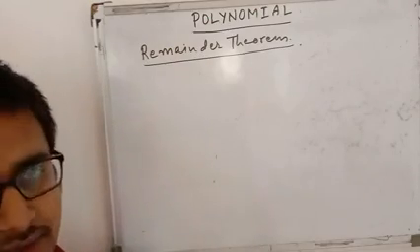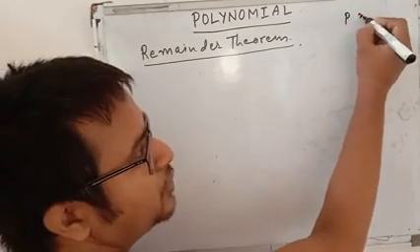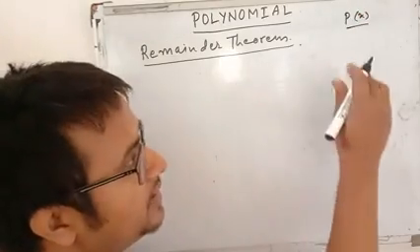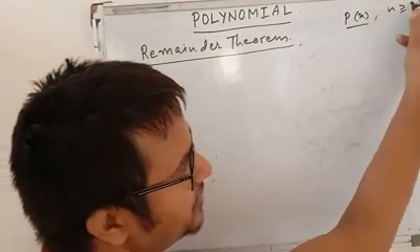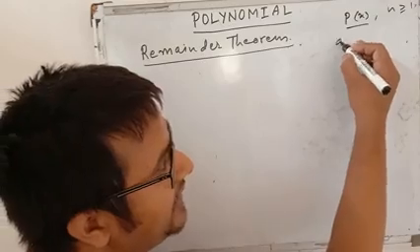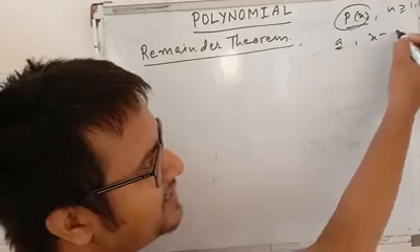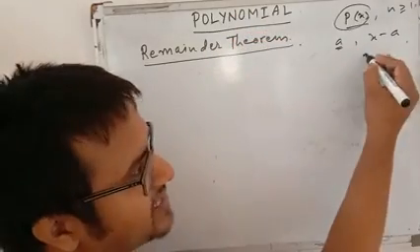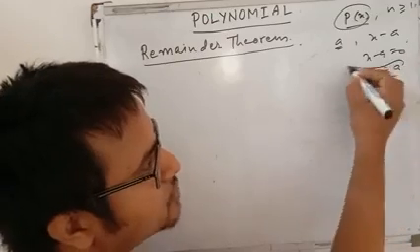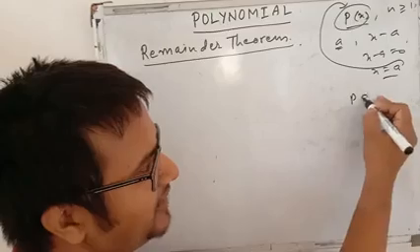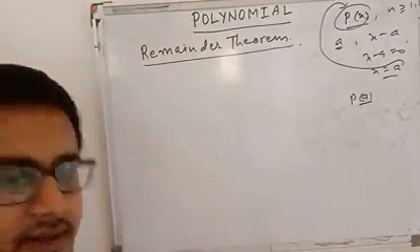Now what is the remainder theorem? Suppose p of x is a polynomial of degree n, where n is greater than or equal to 1. Suppose a is any real number, and this polynomial is divided by x minus a. Then x minus a equals 0, so x equals a. So put x equals a in p of x, that is p of a. Then this p of a will be the remainder according to the remainder theorem.